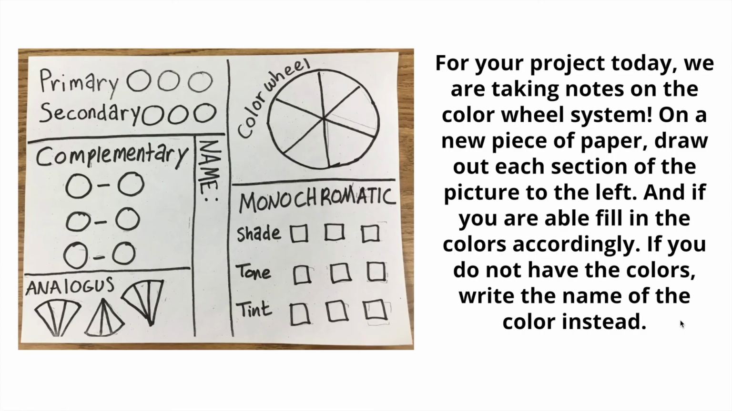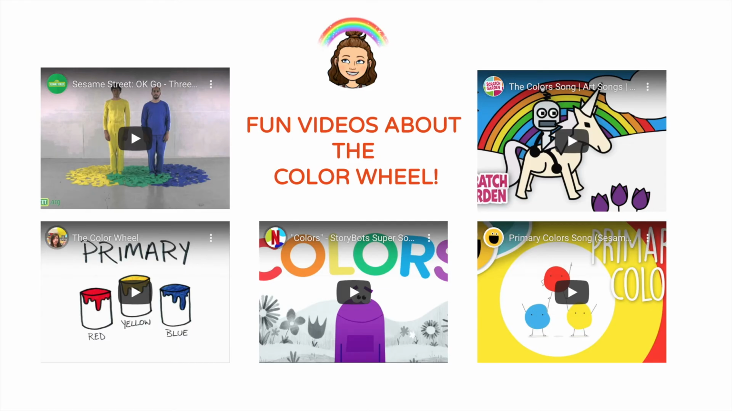For your art project today, I would like you to take notes on the color wheel system. On a new piece of paper, draw out each section of the picture to the left. If you'd like to make certain sections bigger, you are more than welcome to, or use multiple pieces of paper. And if you are able, fill the colors accordingly. So fill in the color wheel, the primary and secondary colors, complementary colors, a few examples of analogous colors, and some monochromatic colors. If you don't have any tools to add color, maybe write the names of the colors down instead. If you need some refreshers, here are some fun videos about the color wheel to listen to while you work.